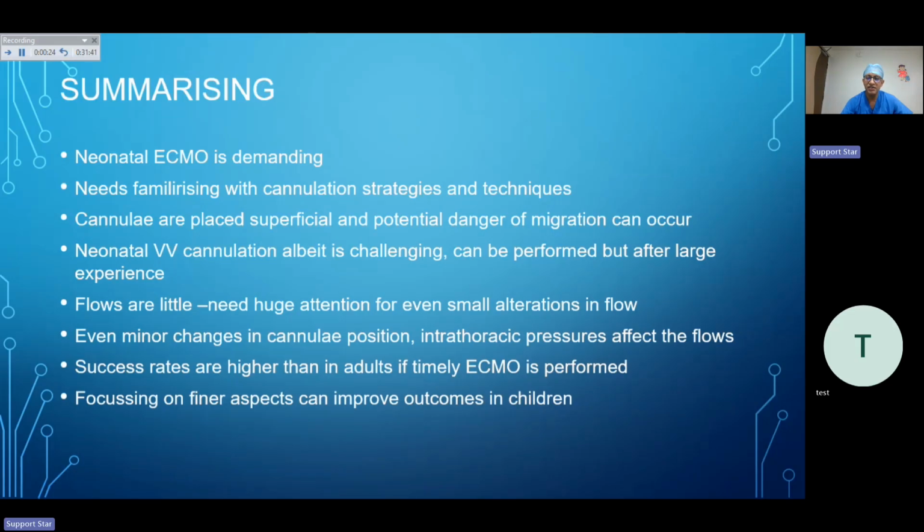Success rates are high in adults if timely ECMO is performed. Focusing on finer aspects can improve outcomes in children.